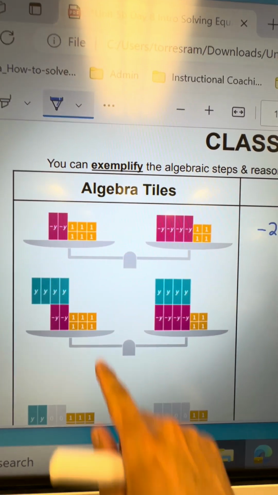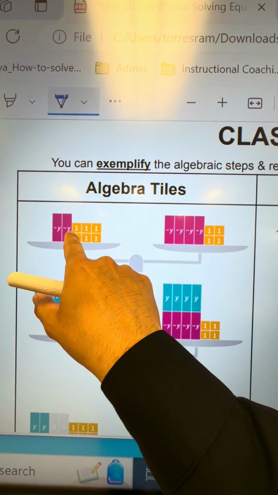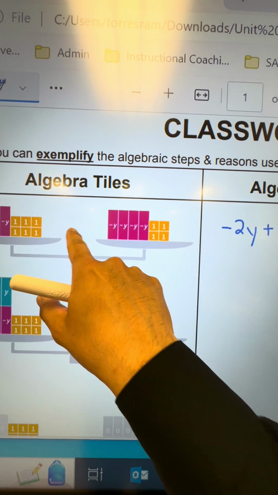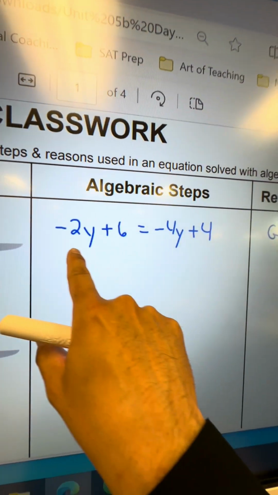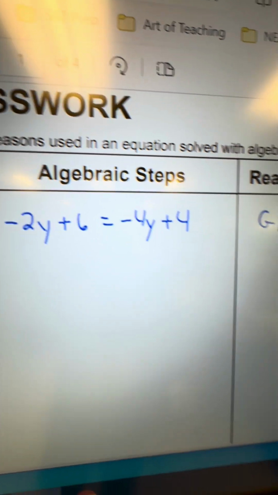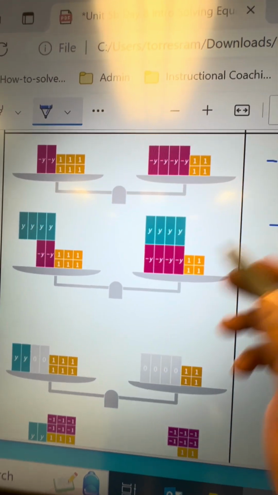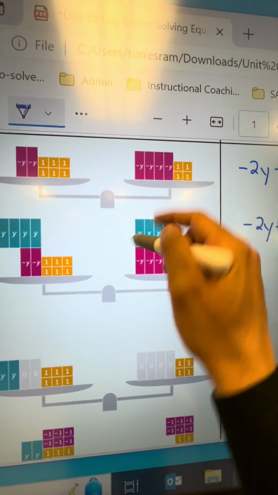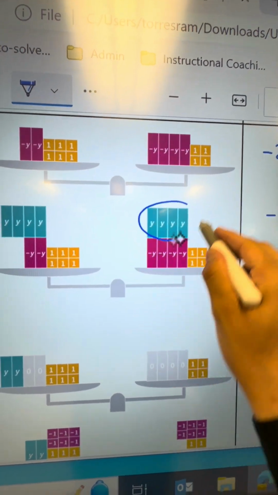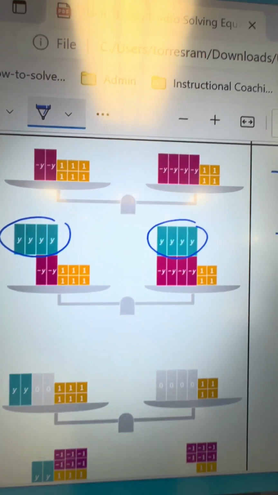So for this equation, you should have negative 2y plus 6 equals negative 4y plus 4. So that's the first step right here. And the reason will be given. All right, step 2, you can see here that what's different between the first and the second step is that they added 4 y's to both sides.